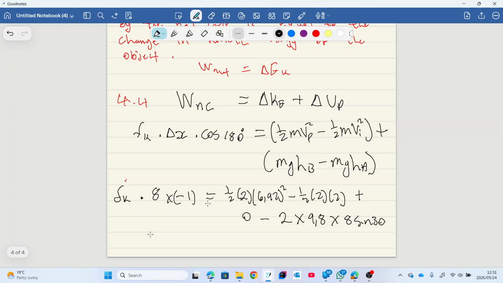we press everything on the right hand side on a calculator. So basically we have -8 Fk equals to, so if we press everything, it's half, 1/2 times 2 times 6.92 squared, okay, minus 1/2 times 2, okay, plus, okay, minus 2 times 9.8 times 8 sine 30. Okay, I got -30.